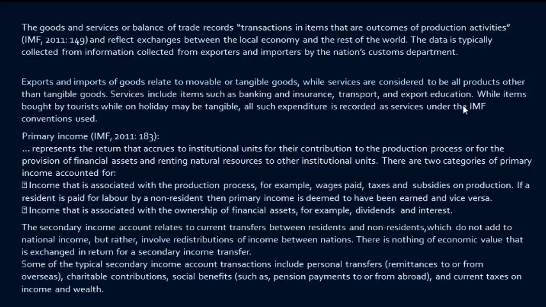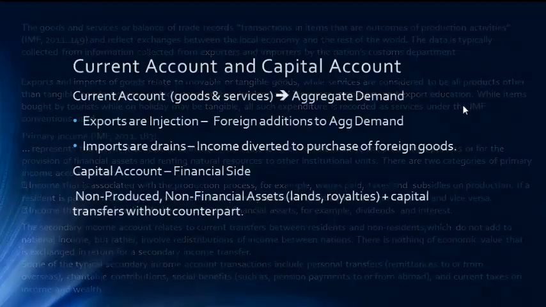This is just redistribution, and that is secondary income, and therefore includes remittances, charitable contributions, social benefits, and current taxes.